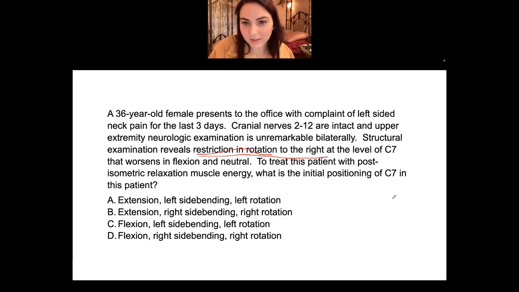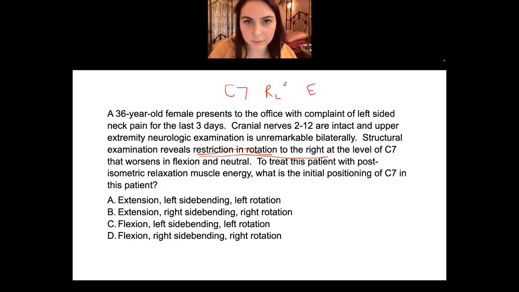Good. So you guys are getting it. So rotated left. Restriction in rotation to the right means they're rotated left. Then it worsens in flexion and neutral. So if it's worsening in flexion and neutral, then obviously it's going to be extended. So this is like the diagnosis.